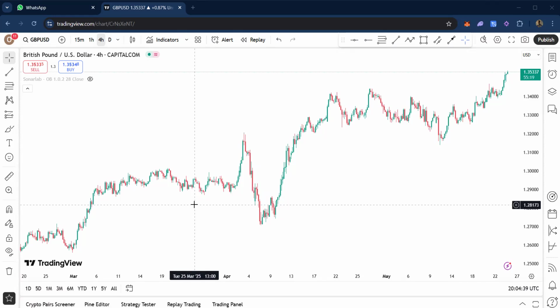So most times it's better to touch your stop loss a little bit so that you can make some profit without a lot of pressure.